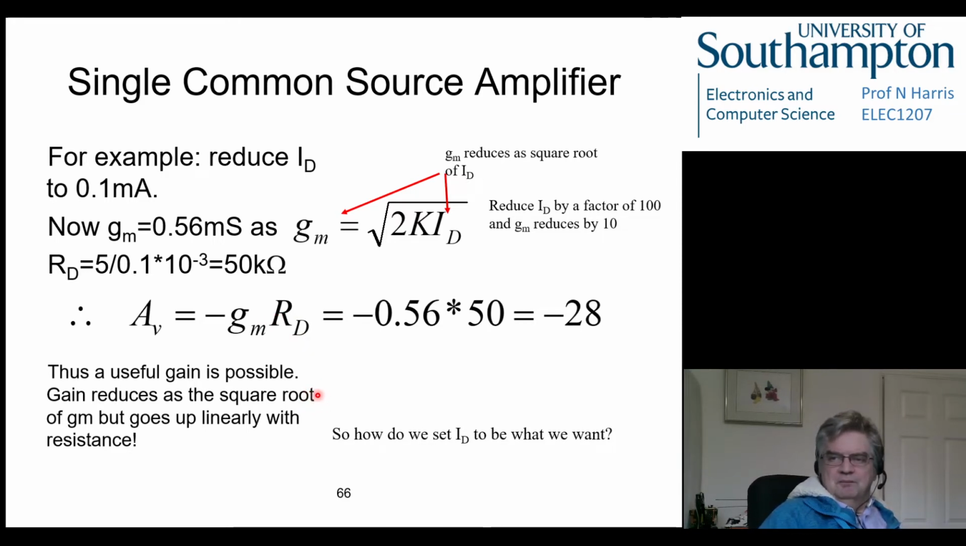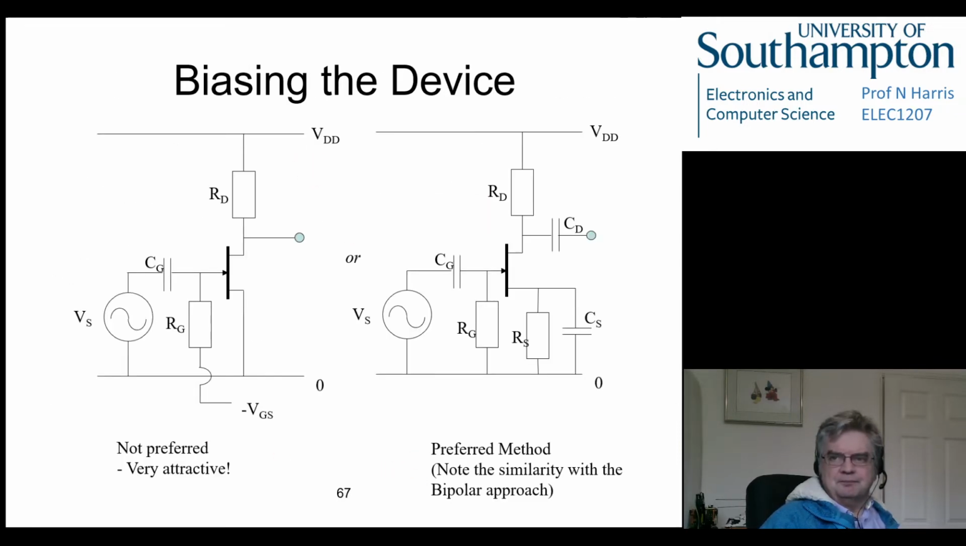So we have to play around with ID then. The fact that GM is a maximum for ID, for VGS equals 0, is not actually that helpful to us, although we thought it might be at the beginning. So we need to think of a way of biasing the device.